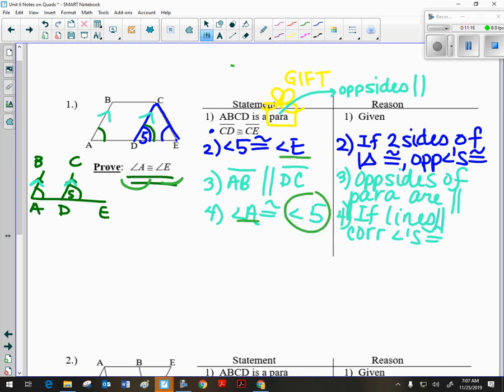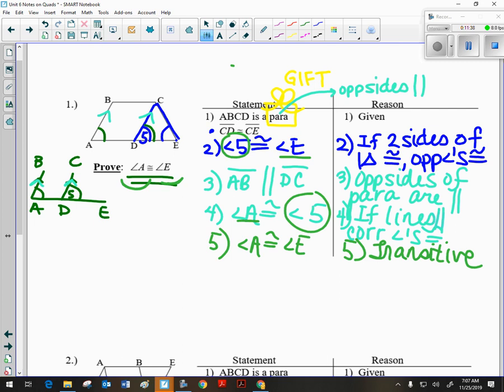And angle E is right here, congruent to angle 5. And what we know is if angle E and angle A are both congruent to angle 5, then angle A must be congruent to angle E through a process we know is transitive. So I have two sets of congruents and one link, and that is going to be transitive.